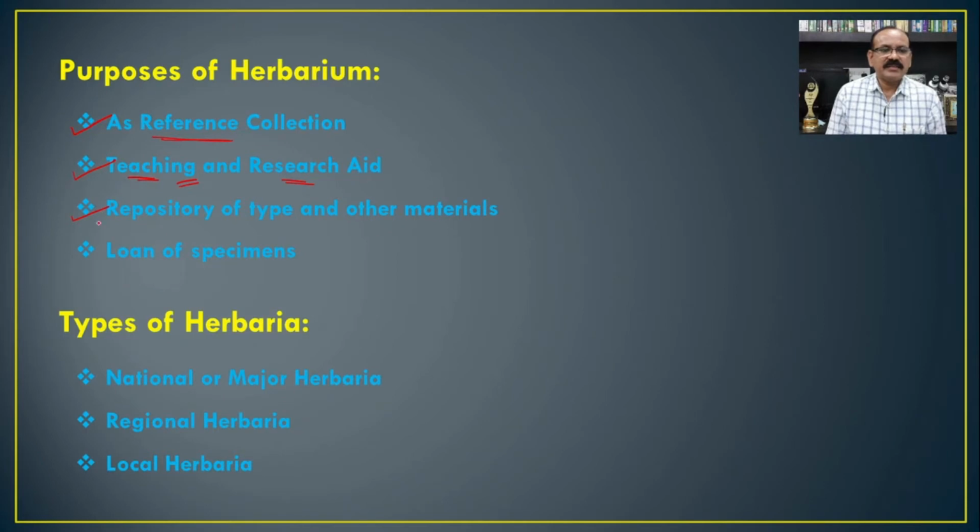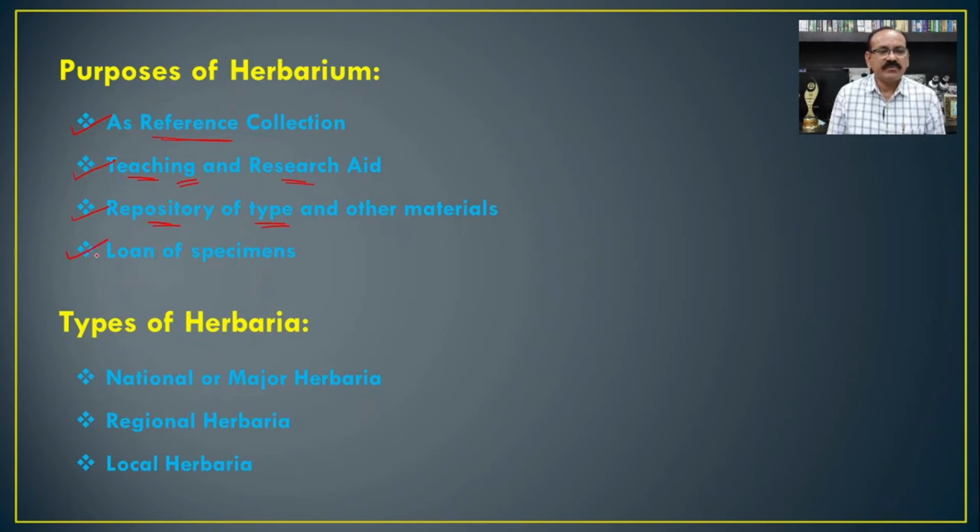Then third one, that is the repository of type and other materials. In angiosperm taxonomy, there is a typification. There are the different type materials like the holotypes, then lectotype, neotype, etc. So such type of the type specimens are also available or stored in the herbarium, and hence it is said that here it is a repository of the type and other materials.